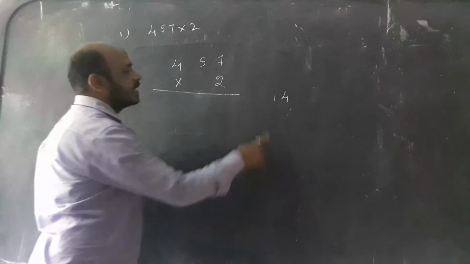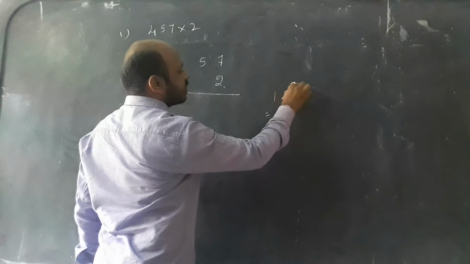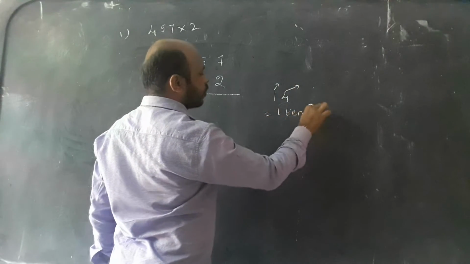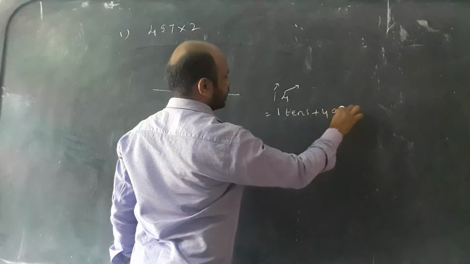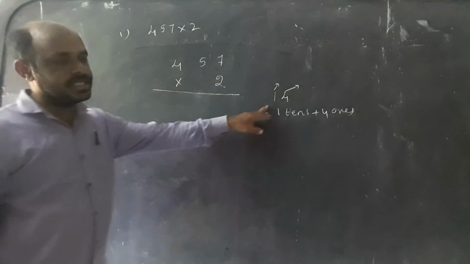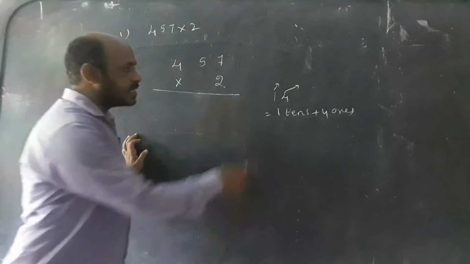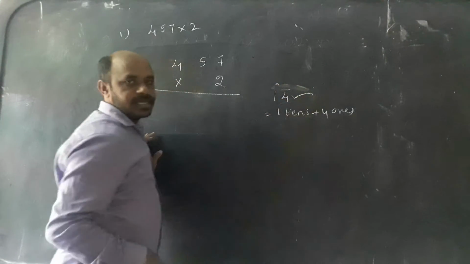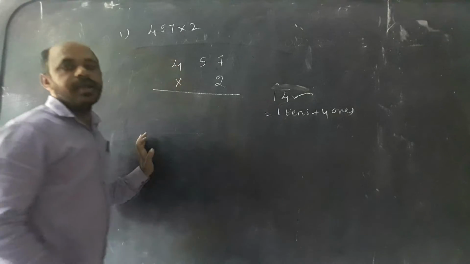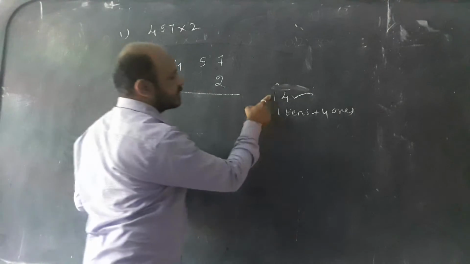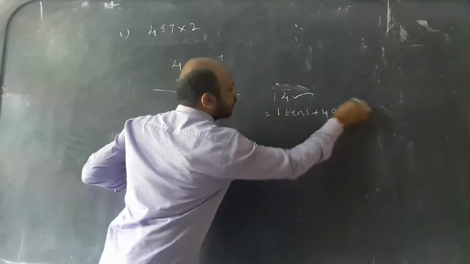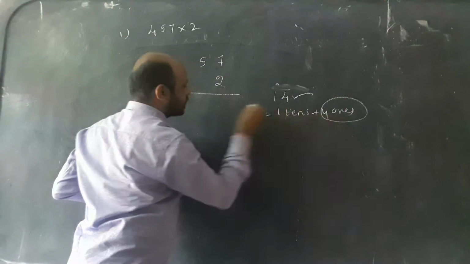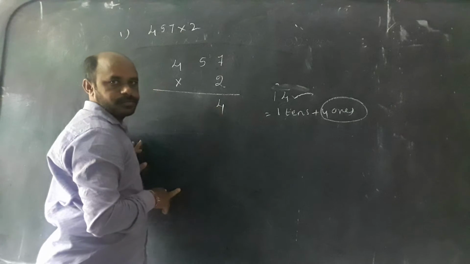See children, in this 14, 1 is in the tens place and 4 is in the ones place. Okay, 2 digits we got. In these 2 digits, the first place we call ones place, the second digit we call tens place. See, 1 ten is there, 4 ones are there. Then only we multiplied which place? Ones place. That's why we have to write the ones place number here.